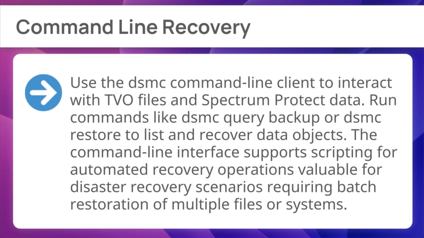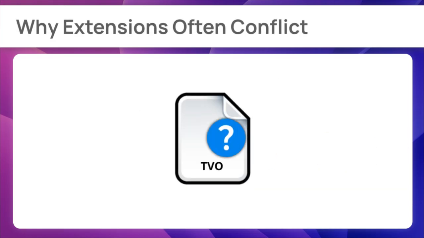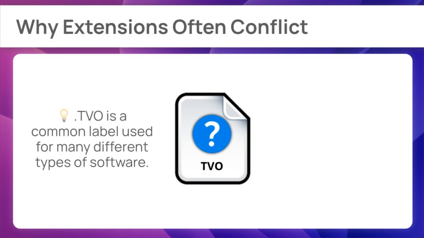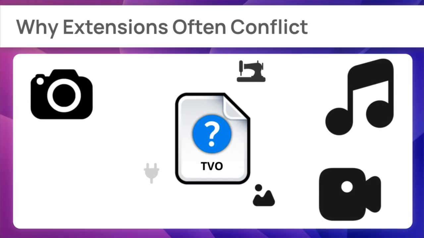The command line interface supports scripting for automated recovery operations, valuable for disaster recovery scenarios requiring batch restoration of multiple files or systems. If compatibility checks failed, it is likely because the file extension name is shared by different developers for unrelated formats, causing your PC to use the wrong reading language.